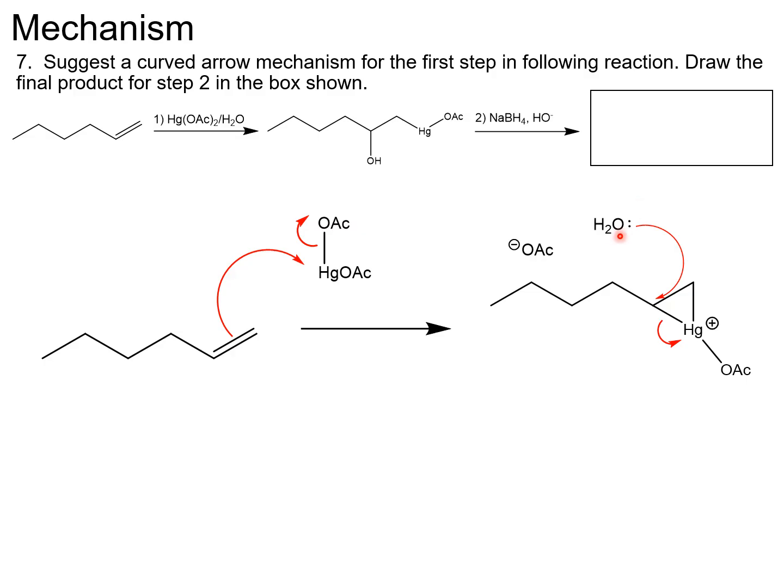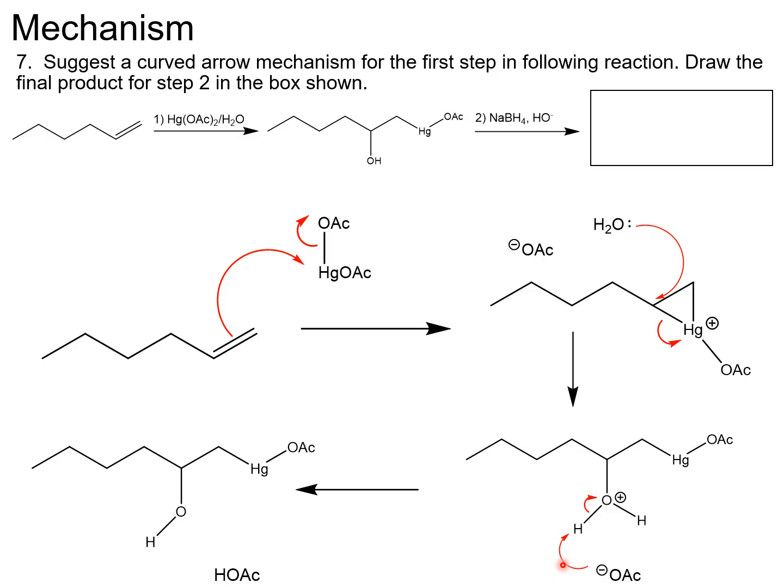Now I had water that was neutral. That means when I added a new bond, it's going to have a positive charge. And at this point, you could use your acetate ion here, or you could use another molecule of water, whatever works. But let's go ahead and remove that hydrogen, push electrons onto the oxygen, and that gives us the product at the end of step 1.